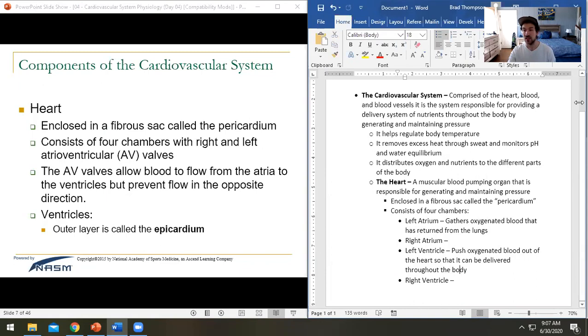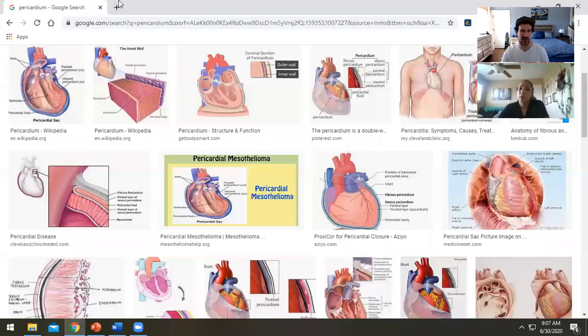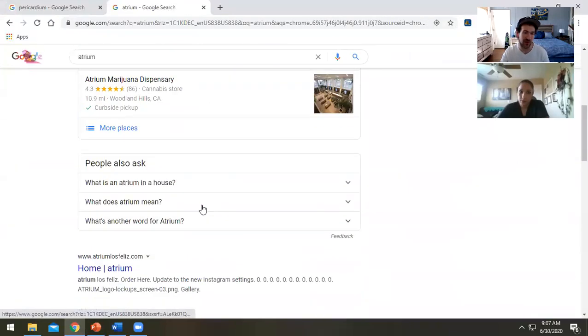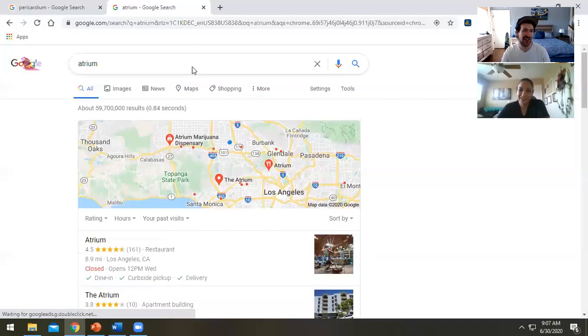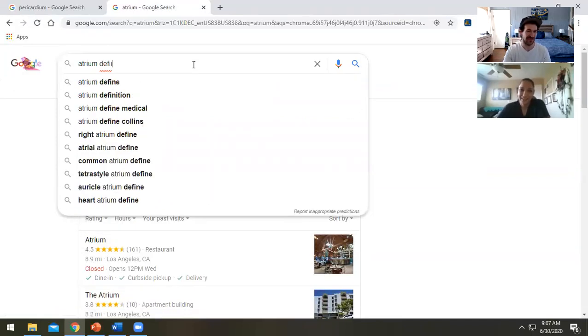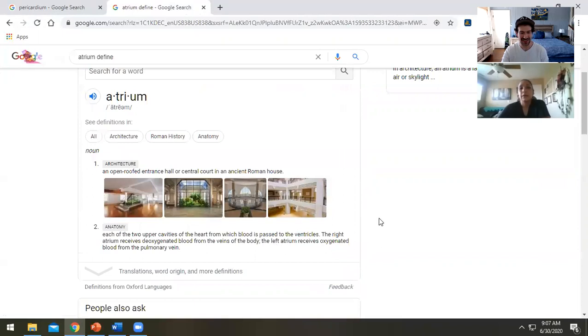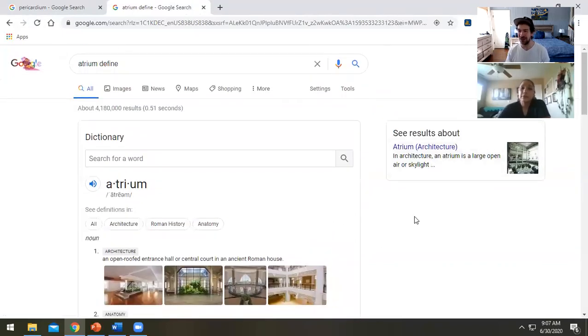So atriums, think about the word atrium, right? I'm curious what Google's got. Atrium, what is that definition? I'm assuming it's, oh great, it's a restaurant. An open-roofed entrance or hall in an ancient Roman house. Yeah, that's actually not terrible. I don't hate that definition because that's kind of what it is, right? It's a gathering site. It's a place where the guests would wait, and then you'd say, all right, let's go to the family room. It's a gathering site. That's what the atriums in your heart are.